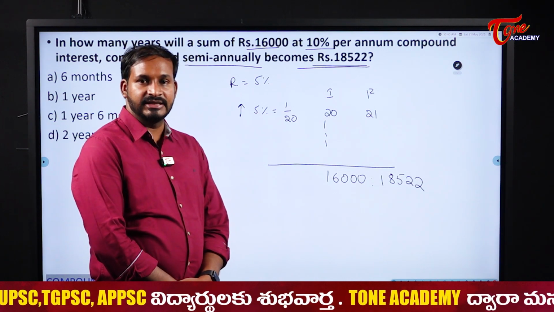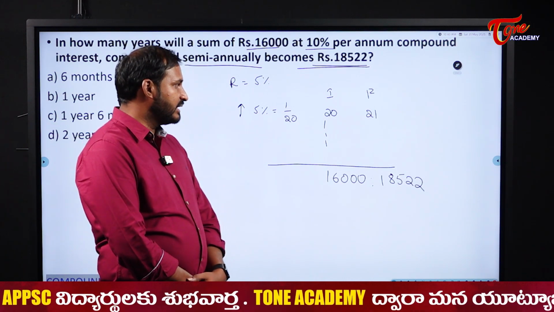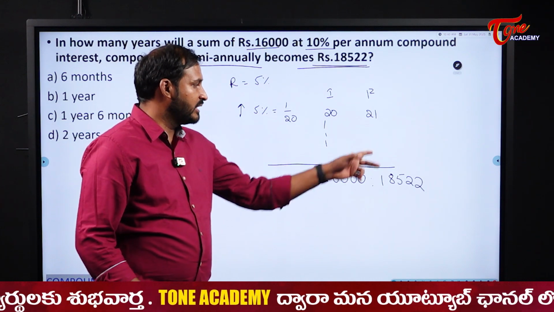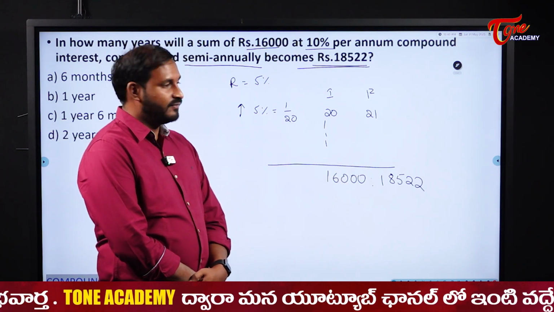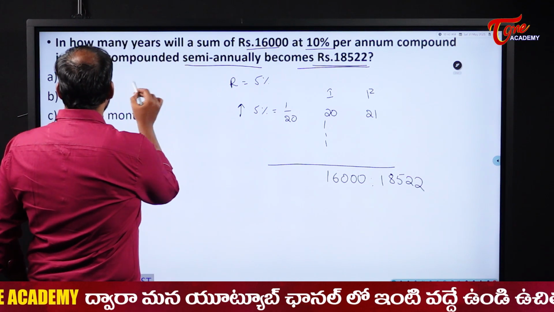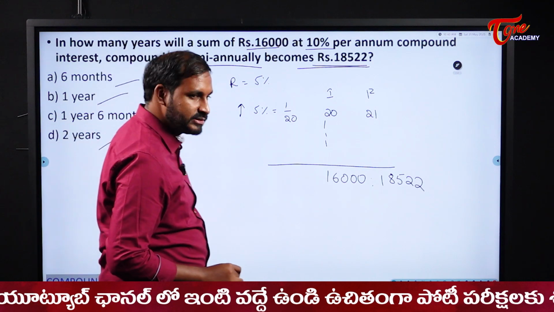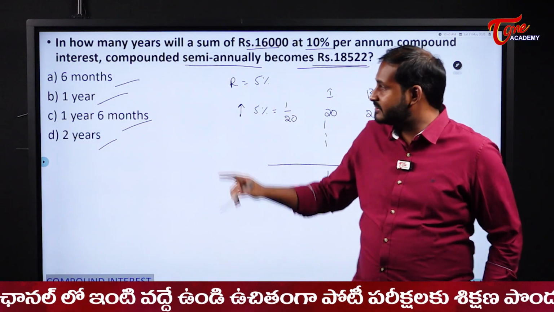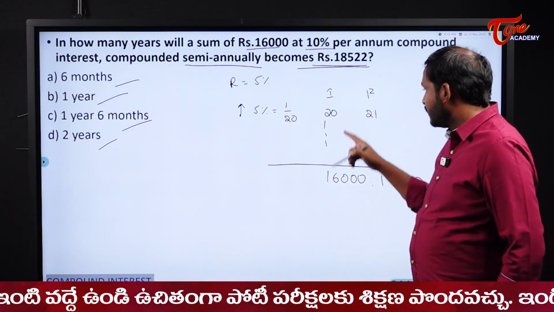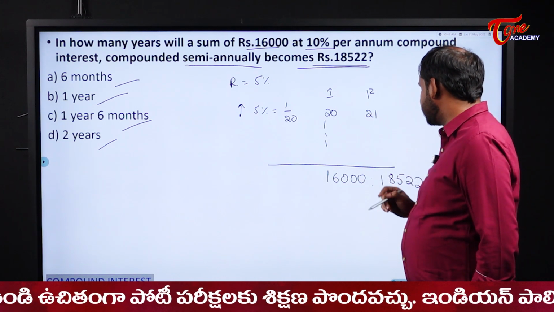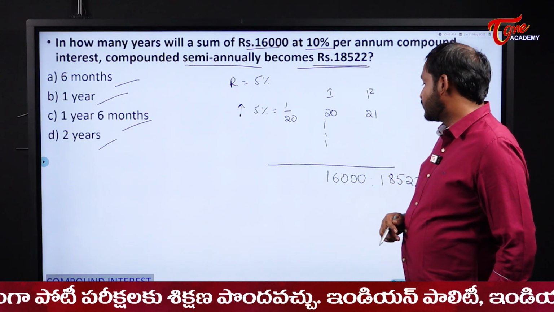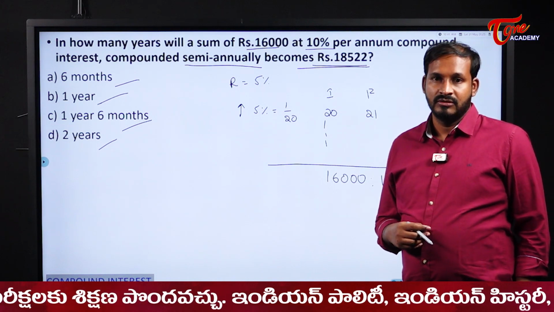But is it happening like that here? How 20 will become 16,000 and how 21 will become 18,522? Please observe the options once. 6 months, 1 year, 6 months and 2 years. 2 years. 6 months means only one slot, right? So 20 is 16,000, 21 is 18,522. It is not going to accept. Okay, it is not working.